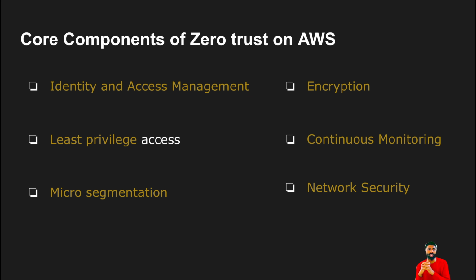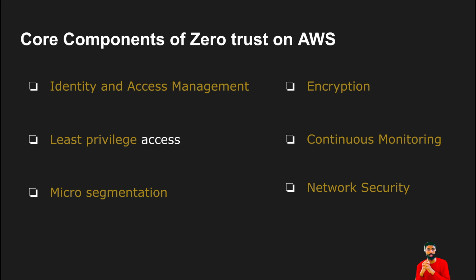The third component is micro-segmentation. In AWS, VPCs allow the segmentation of resources and services, and AWS VPC helps you to have an isolated private network for your workloads in AWS. The fourth component is encryption. Encrypt the data at rest using AWS KMS keys and also in transit using TLS is one of the core components of Zero Trust on AWS.